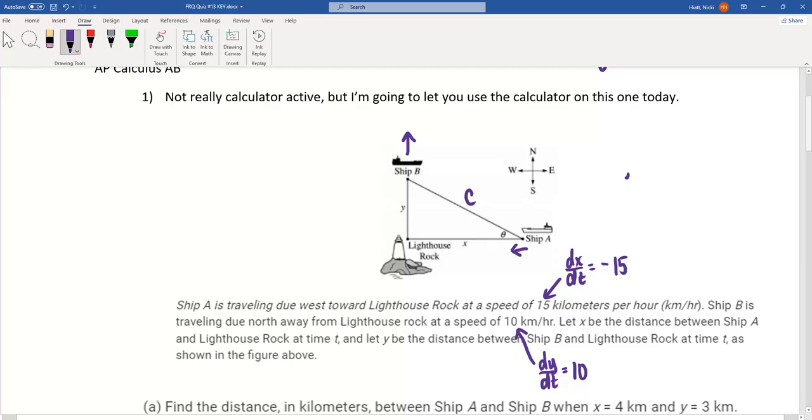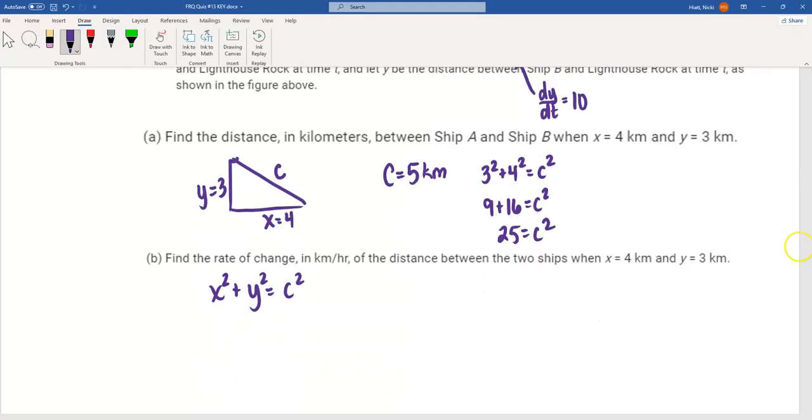And they're asking for the rate at which the distance between the two ships is changing. Find the rate of the distance between the two ships. That is dc/dt is what they're asking for. So I have enough information here that I don't have to change any of these variables because I know the rate of change of everything except for the one I'm looking for.